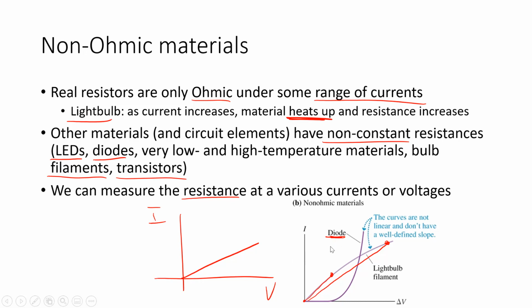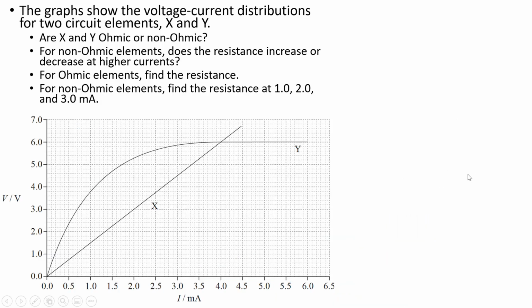Now, one thing to keep in mind, resistance is not the slope of this line. It's not the inverse of the slope. It is really just the value of voltage over current. So it's whatever this value is here, divided by whatever this value is here, voltage over current. And we can find that at any given point on the curve.